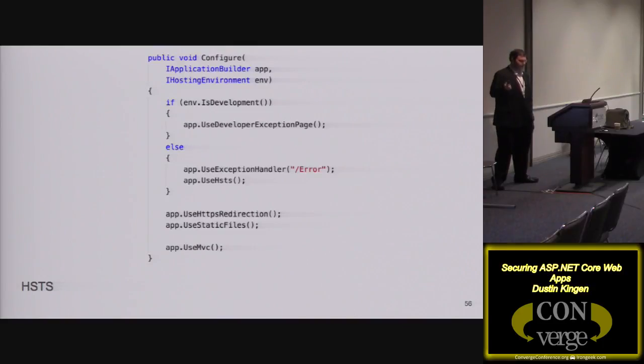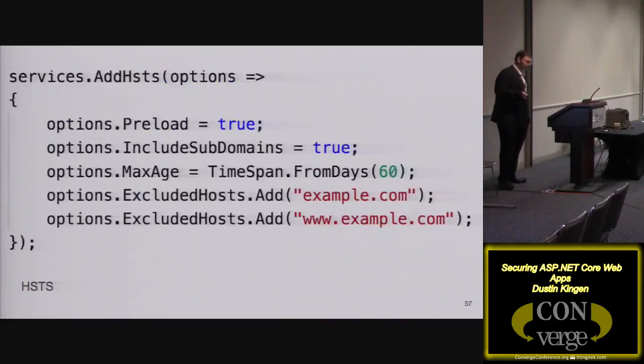There's a top-down approach to the HTTP pipeline, and we want to make sure that we use HSTS before we do HTTP redirection, because we don't really need to. Because if we don't want them to connect to us in the first place, then they shouldn't really be doing that. So how do we configure this?